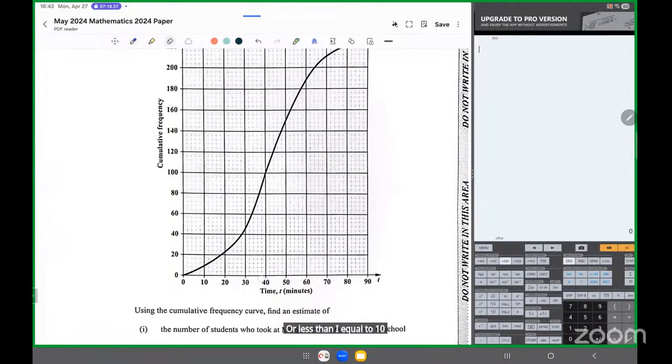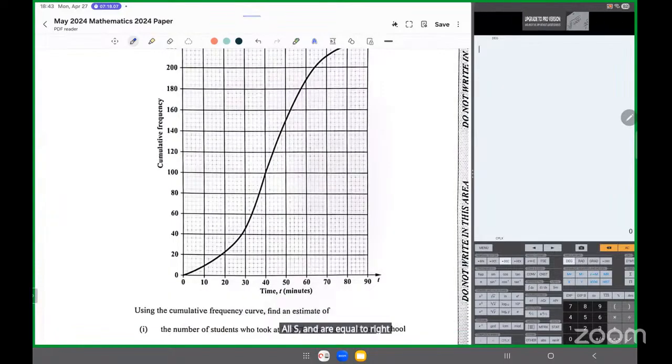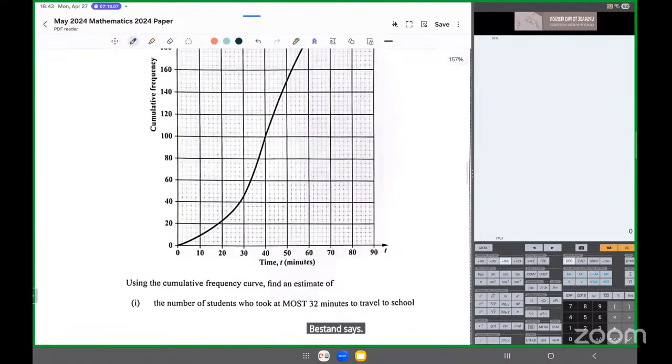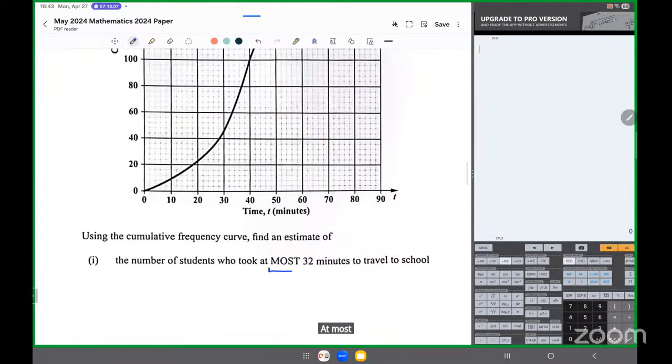Sometimes I don't know off the bat, until they start to ask the questions, whether it's showing less than or less than or equal to. The question says, use the cumulative frequency graph to find an estimate for the number of students who took at most 32 minutes. Now, at most means less than or equal to 32.